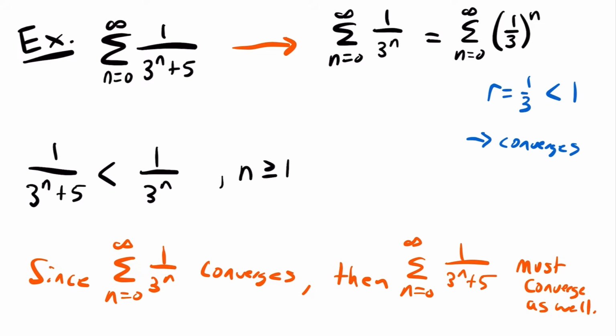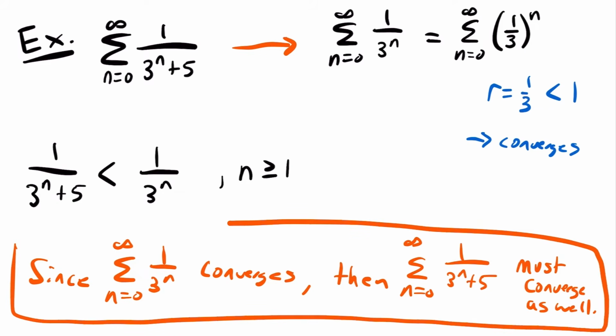Okay, so that's what the direct comparison test allows us to do. Because we found a series that is larger than the series we are looking at, and that series converges, we can make the conclusion that the smaller series converges as well. And so this right here is the final solution to this example. We can make the conclusion that our series converges. Okay, let's look at another example.